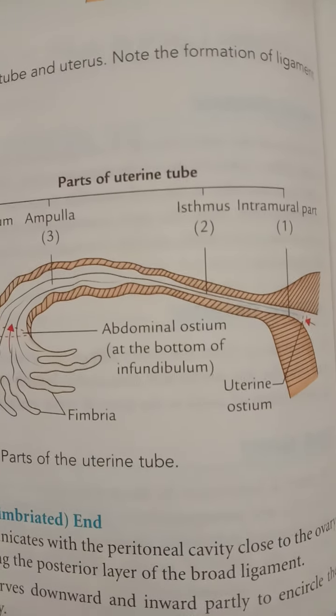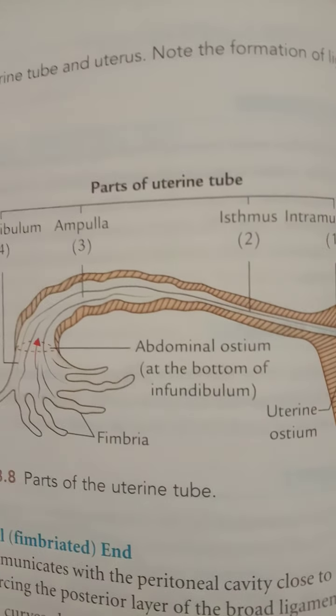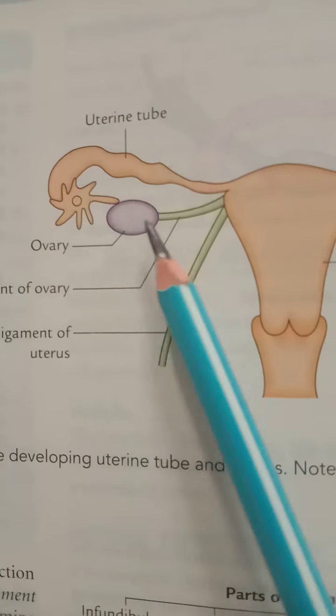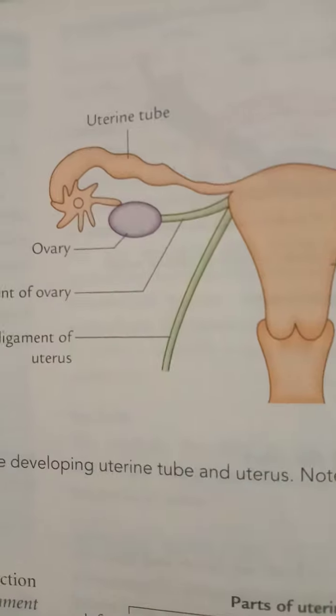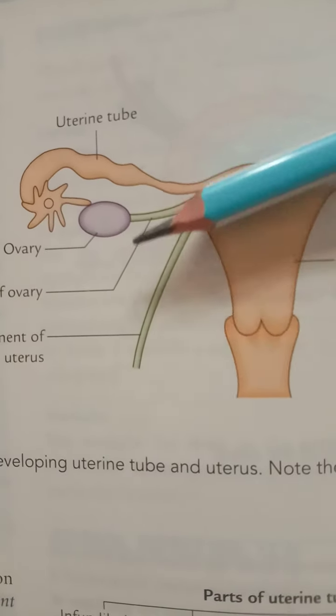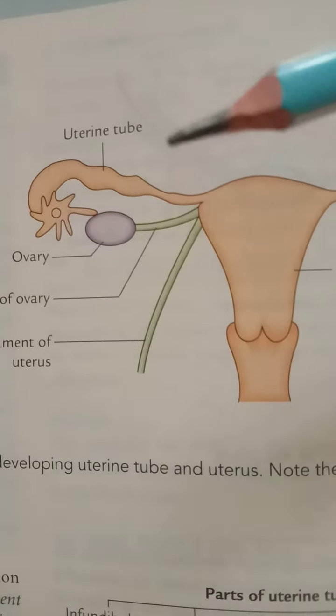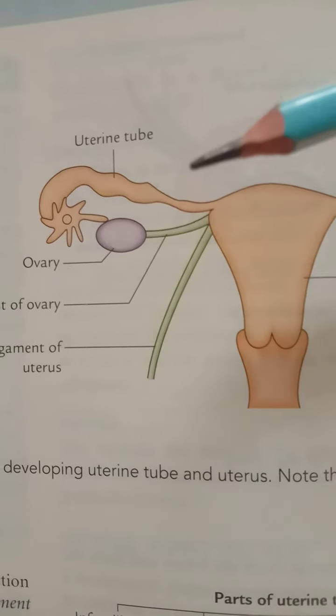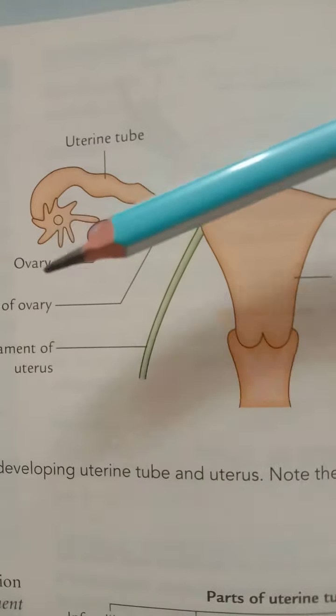Then let's see the structure of the uterine tube. From the outside to the inner side, the uterine tube consists of 3 coats. The outermost coat is called the serous coat, the middle one is the muscular coat, and the innermost is the mucous coat. So let's see the serous coat. The serous coat is derived from the peritoneum.